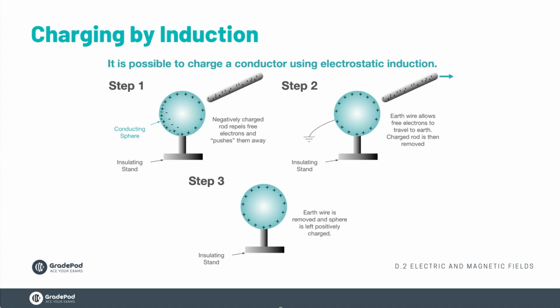It repels those electrons. Step number 2 is then to take an earth wire to the object you're trying to positively charge. And that earth wire removes all those electrons because it feels like it's got an excess of electrons on the opposite side. Step number 3 is to take the earth wire away, and what you'll find is that the object is then positively charged. And what you've done is you've effectively charged an object by induction.